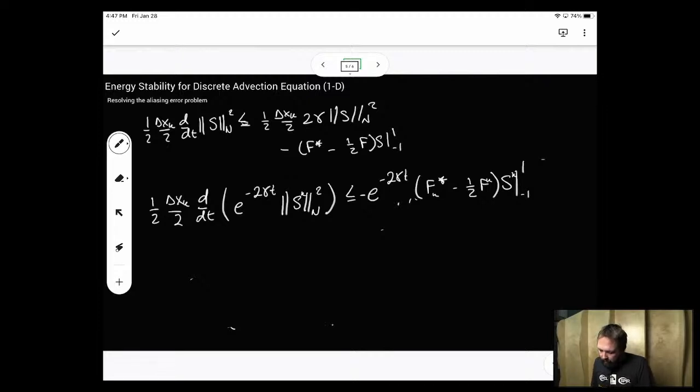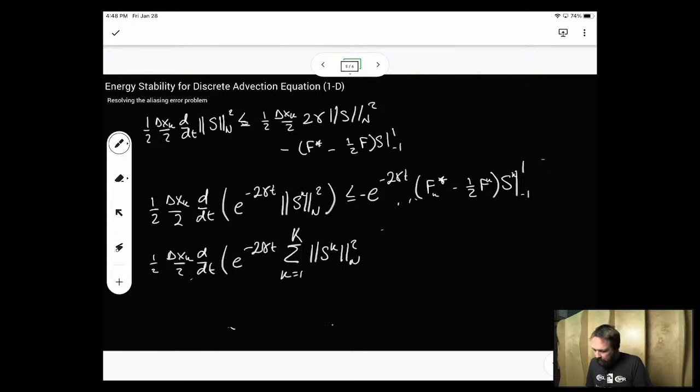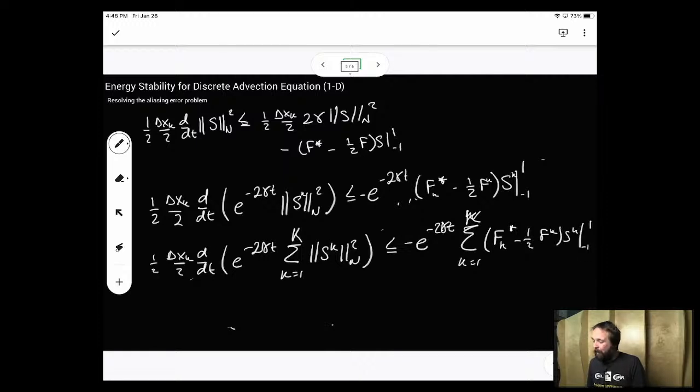What we end up with is 1/2 delta x_k on 2 d by dt of e to the minus 2 gamma t, sum k equals 1 up to big K of s_k squared discrete norm, and we've got less than or equal to, again, minus e to the minus 2 gamma t, sum k equals 1 to big K. So again, we're summing over all of the elements, f Riemann at k minus 1/2 f_k s_k, evaluated from minus 1 to 1. All right, almost there, guys. Hang in there just for a minute.